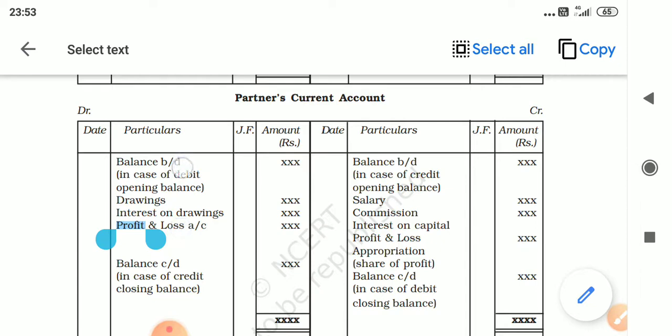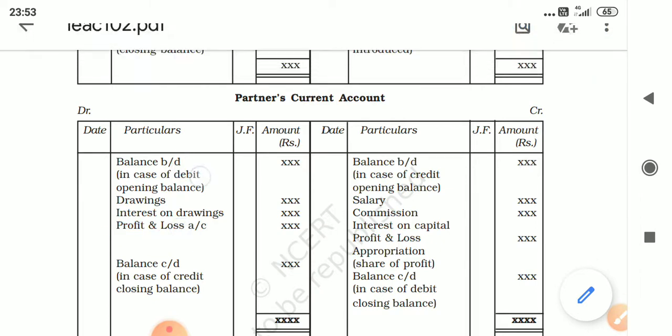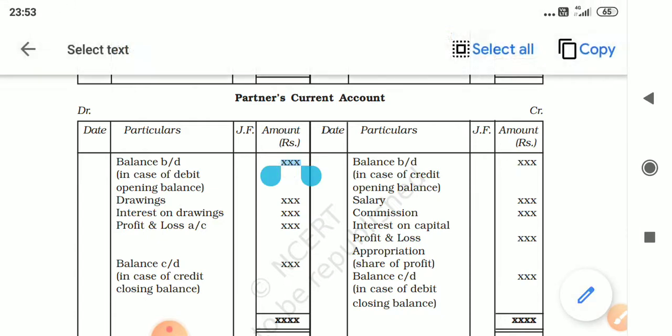Now this is either or, both the balances will not appear, it is either or. Similarly, profit as well as loss will not appear, this is also either or. Similarly, the balancing figure, closing balance is also either or.